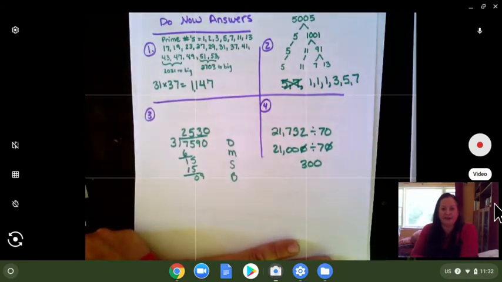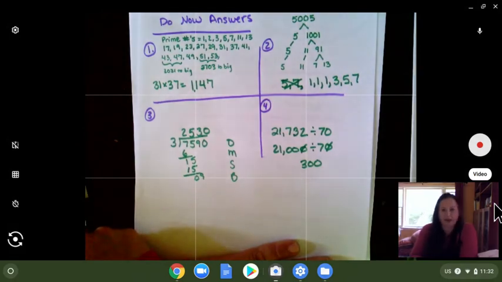So it's 31 times 37 equals 1,147. That is the code, or I think it's her PIN number.